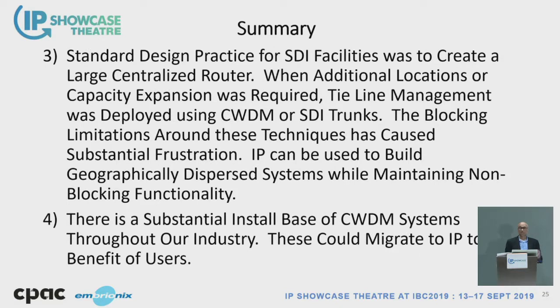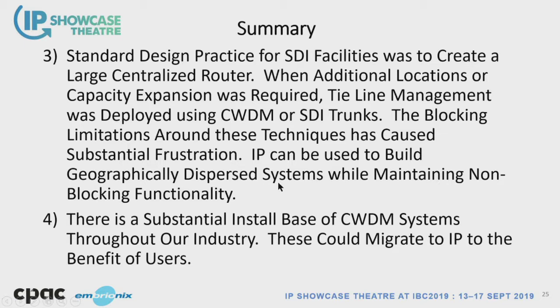Standard design practice, as you all know in our industry for SDI facilities, was to create a large centralized router, and then when additional locations or capacity expansion was required, you often added, say, a second router, or you built a CWDM system to connect to another location. The blocking limitations around these techniques has caused substantial frustration. IP can be used to build geographically dispersed systems while maintaining non-blocking functionality. And there's a substantial install base of CWDM systems throughout our industry; these could migrate to IP to the benefit of users.